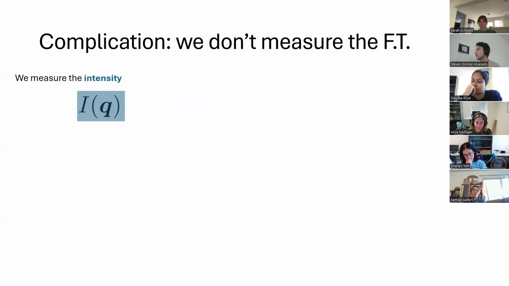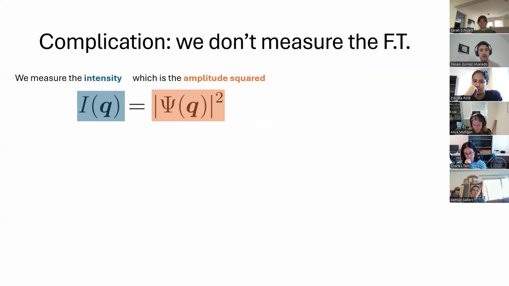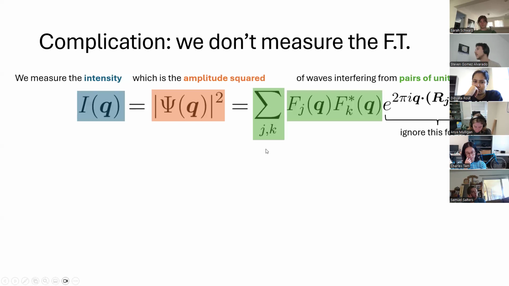There's one complication, which you might be familiar with: we don't measure the Fourier transform directly in a diffraction experiment. We measure the intensity, I of q, and that is the amplitude squared of the diffracted waves, which here I'm representing as capital psi of q. That amplitude is coming from waves that are interfering from different pairs of unit cells located at different locations within the crystal. So that's what this phase term is saying here, which I'm going to have you ignore. But the important part is that this is basically a sum of the Fourier transforms pairwise across the crystal. So there's two terms here.